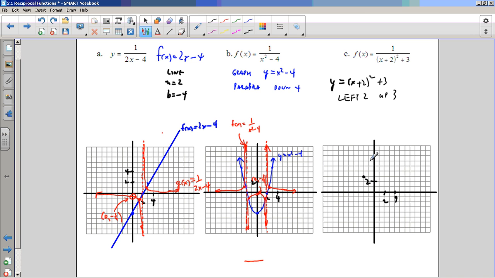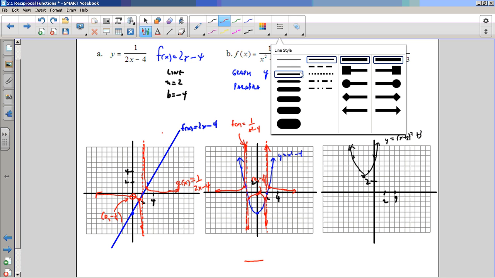And then basic shape, not stretched, so I get the grade 10 parabola that looks like this. I guess just to be consistent, I should have put that in blue, but we get the idea. This is y equals x plus 2 squared plus 3. And now we want to graph its reciprocal.